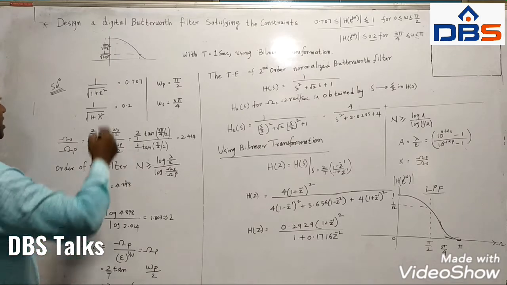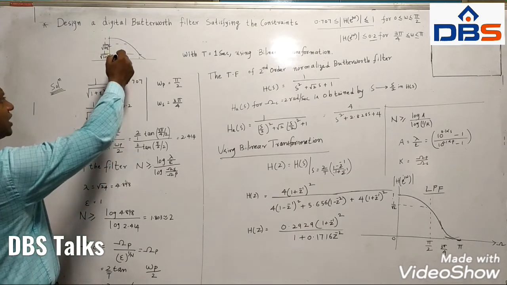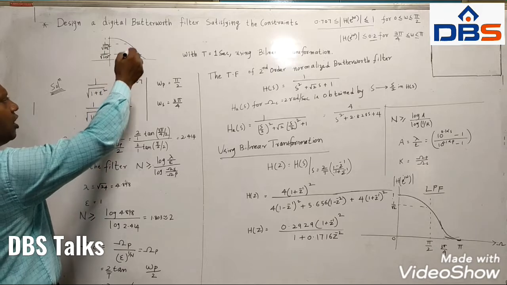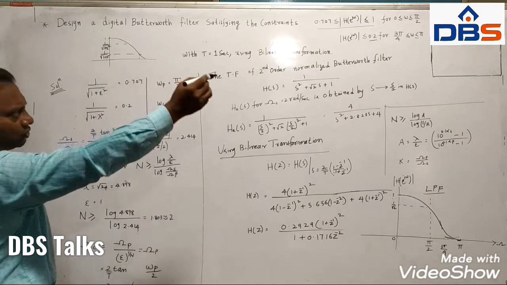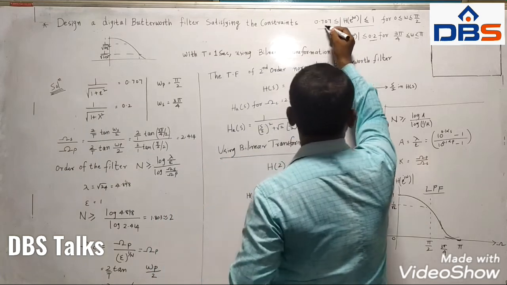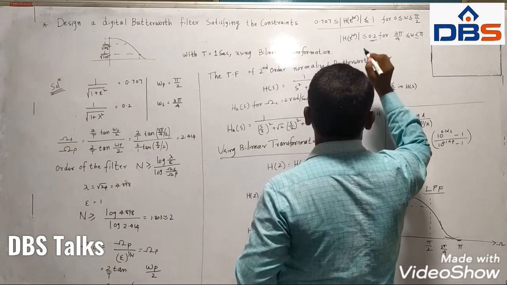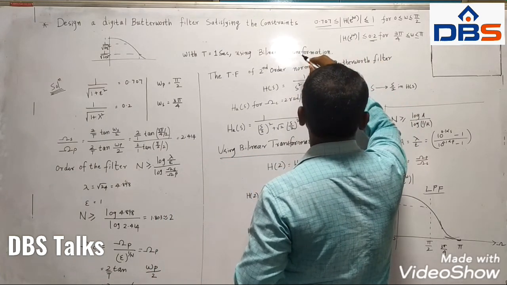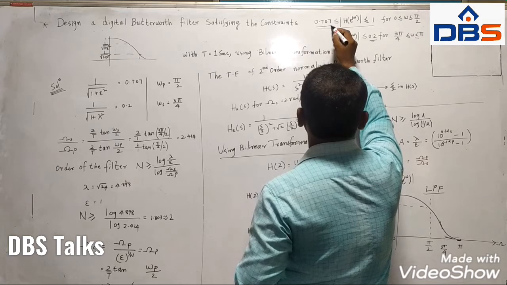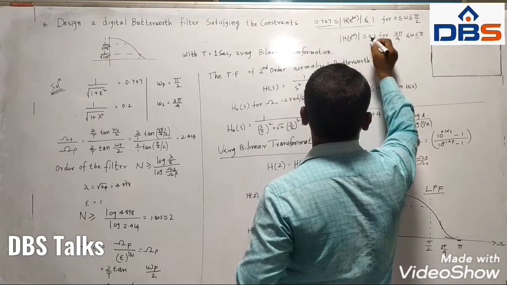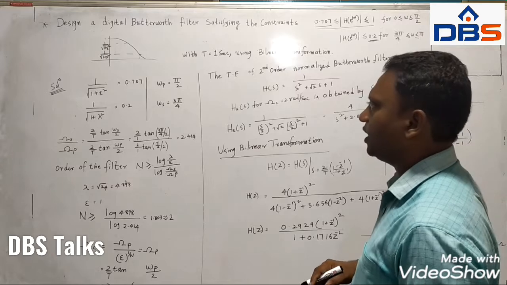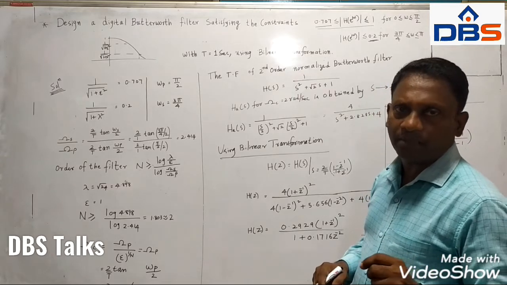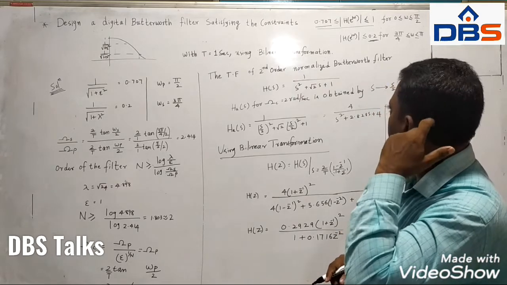So what you have to understand from this diagram is that it is the low pass filter characteristics of a Butterworth filter. From this Butterworth filter we can get these values. Here, this is 0.707 and this is 0.2. This one is 1 by under root 1 plus epsilon square, and this is 1 by under root 1 plus lambda square, where epsilon is the pass band parameter and lambda is the stop band parameter.